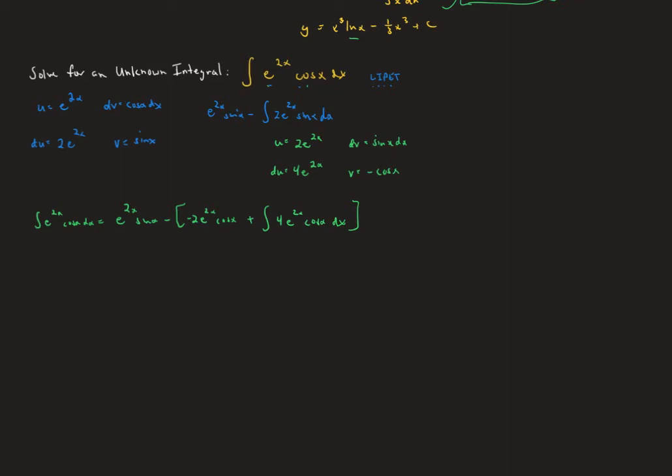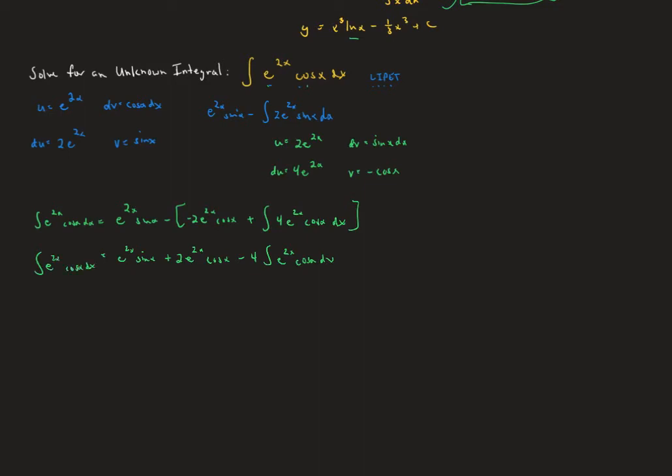This is actually a good thing, because what we're going to do, strangely enough, is first distribute that minus sign. So the negative times the minus 2e to the 2x cosine x will be a plus 2e to the 2x cosine x. And then we're going to get a minus 4, and I'm going to pull that outside the integral, e to the 2x cosine x dx. Remember, that's equal to the integral of e to the 2x cosine x dx.